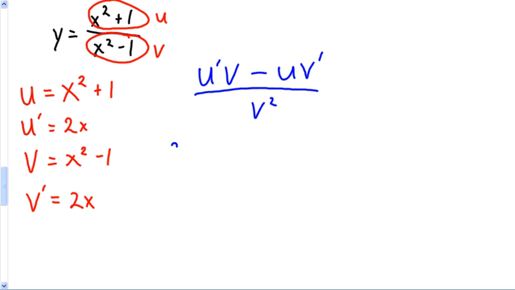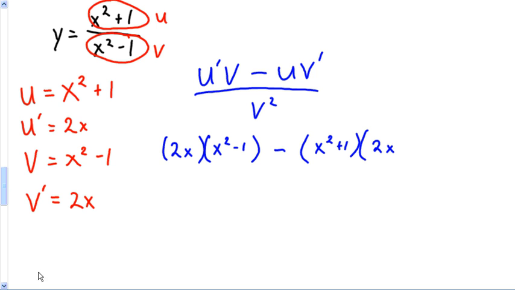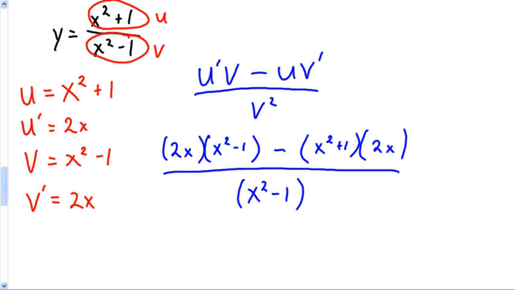u prime is 2x, so I'm going to go 2x times my function v. I have no idea where that 2 just came from. Let's see if I can erase that. So v is x squared minus 1, minus u, which is x squared plus 1, times v prime, which is 2x. Hey, this is fun so far. I like this. Over v squared. Well, v is x squared minus 1, so I'm going to square that function on the bottom.